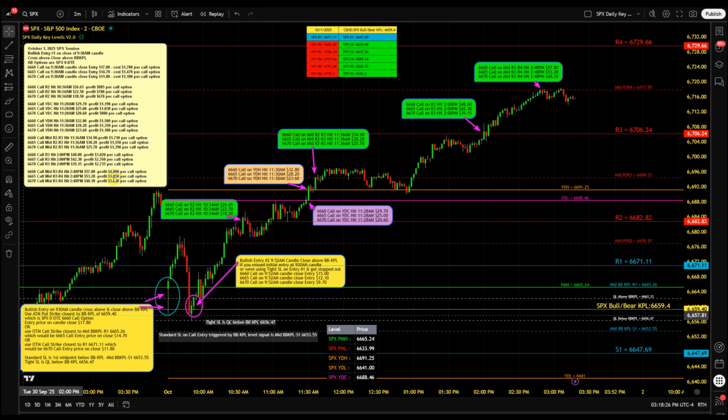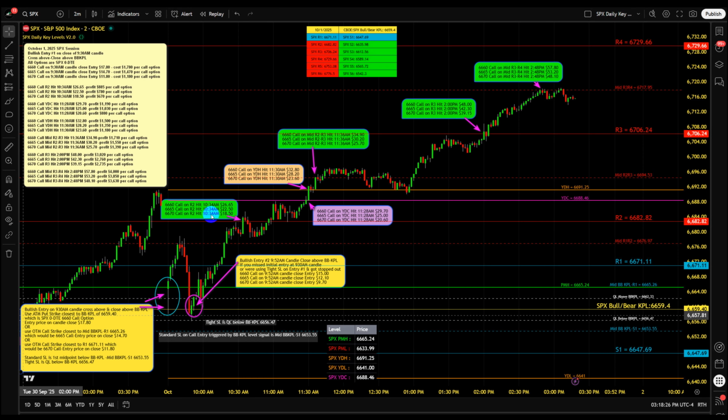This section up here, which goes over the profits, is just going to be the profits and costs based on the initial bullish entry here, because I said most people are taking this entry if they're trading off the BBKPL and using the standard SL, so they would not have got stopped out here.